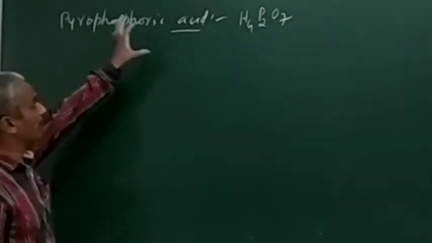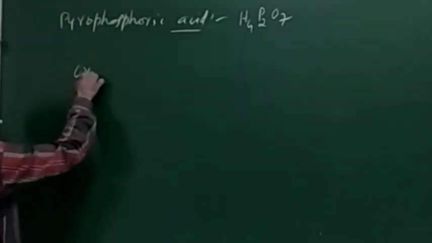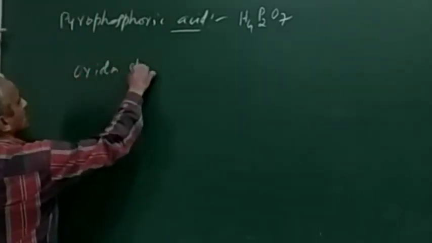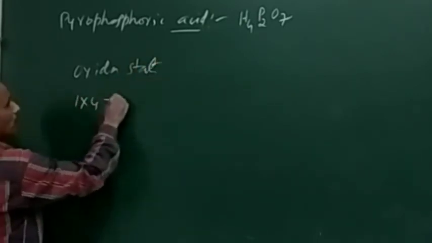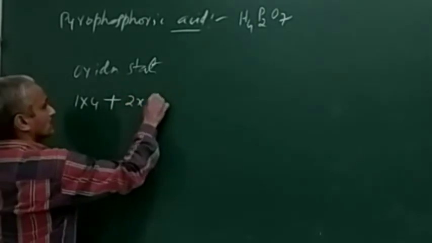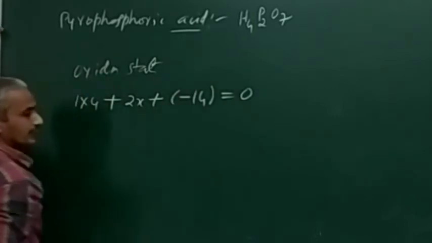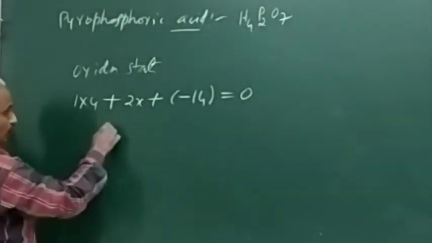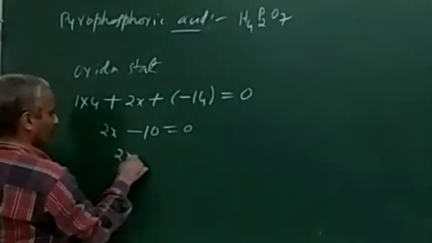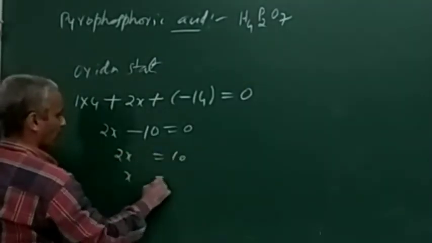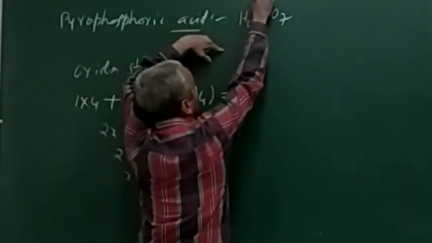Next one is pyrophosphoric acid, H4P2O7. Oxidation state: 1 into 4 plus 2x plus minus 14 equal to 0. 7 into 2 minus 2. So 2x minus 10 equal to 0. 2x equal to 10, x equal to 5. So oxidation state of the phosphorus is +5 here.